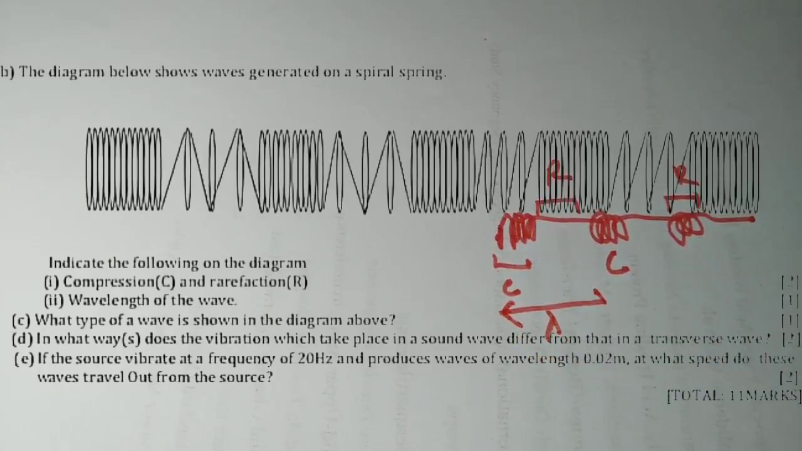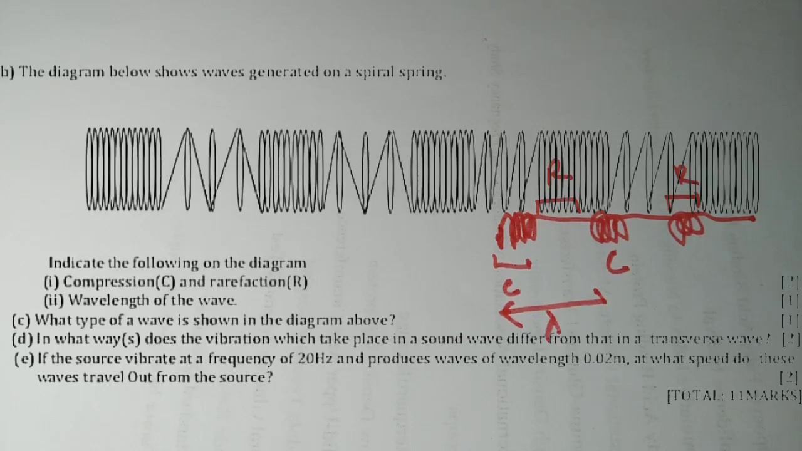Question C says what type of wave is shown in the diagram above. This is quite easy, it's a longitudinal wave. In what way does the vibration take place in a sound wave differ from that in a transverse wave? The difference is in a longitudinal wave, the particles vibrate parallel to the wave motion, while in a transverse wave, the particles vibrate perpendicularly to the wave motion, or at right angles.